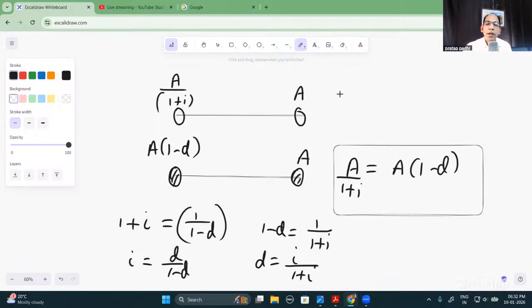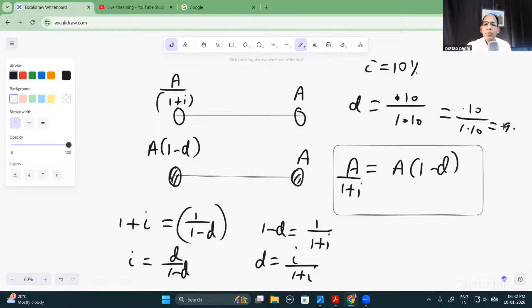So here, if you want, you can check it. Suppose i is given as 10%. d will be 10% divided by 1.10. You can find it. d, you will get 0.0909, that is 9.09%. That's all. So you will get d corresponding to i. This is what I've written here.